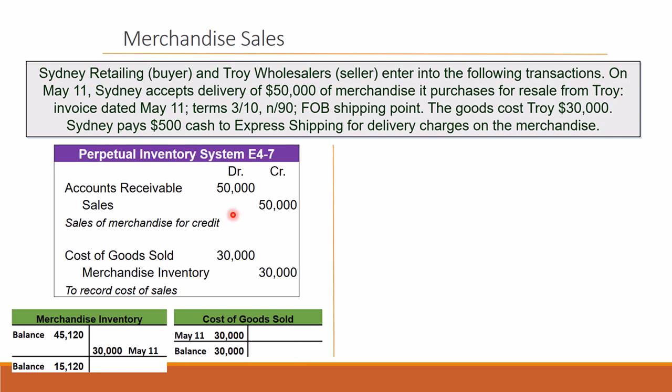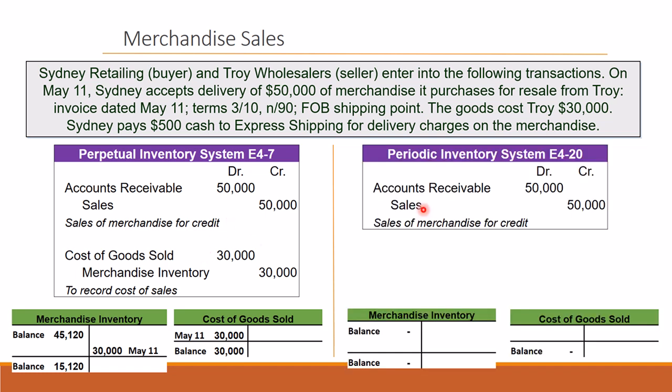On the other hand, what about our second entry here? Under the periodic inventory system, we just simply eliminate that second entry. First entry is exactly the same. We just eliminate the second entry because we're not recording the cost of goods sold and we're not adjusting the inventory balance. The merchandise inventory account keeps the same balance from our last count, usually at the end of the last year. It remains at that same balance until we perform a new count at the end of the period.